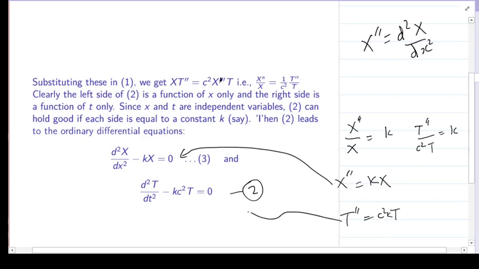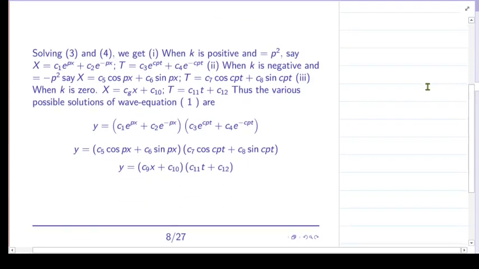Taking this into account, we can convert this into two equations. One is this and the other is this. We can call these equations 3 and 4. By solving equations 3 and 4, we will get the function y of x t.